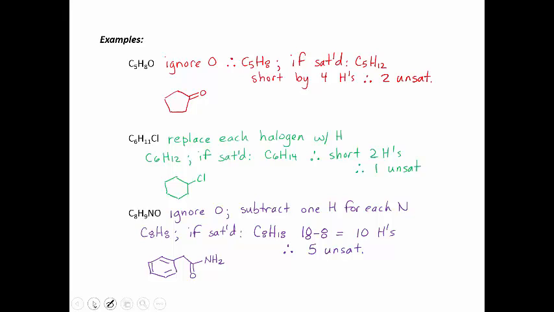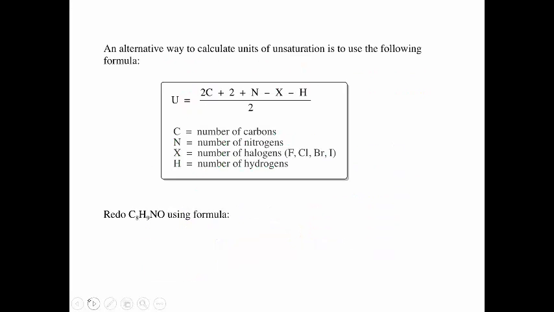Alright, now there is a quicker way to do this, if you'd like. It's shown on the next page, and that's you can use the formula. Now, I don't use the formula because I'm not very good at memorizing formulas. But this is a much faster way to do it, and I'm going to include this formula on the test so you don't have to memorize it. But let's show how this works. So the formula is U for degrees of unsaturation, and that's equal to 2C plus 2 plus the number of nitrogens minus X minus the number of hydrogens, divided by 2.